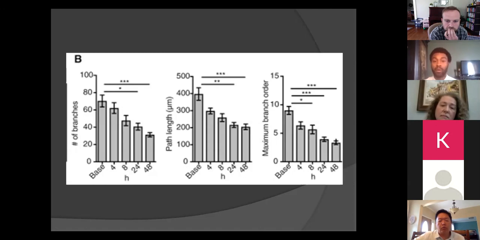Now moving into the path length, which I said earlier is the length of these branches, it shows the same trend, from 400 down to 200 in those 48 hours. It's also showing the statistical significance, with 2 stars within the 24 hours, and then 3 stars for the whole 48 hours. Then moving into the branch order, it's once again showing the same trend. You can see a 1-star significance for about 8 hours, and then a 3-star statistical significance from the base to 24 hours, and also again to 48 hours.